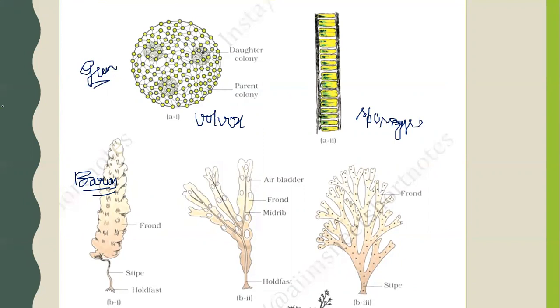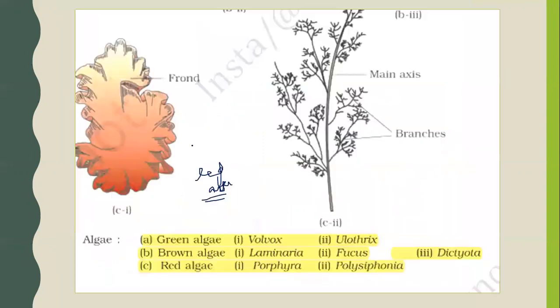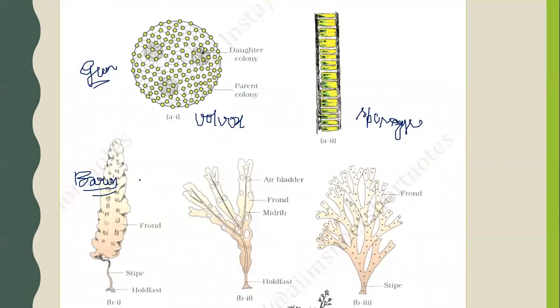Then these are the brown algae. Sorry, they are the brown algae, not red. The three brown algae are Laminaria, Fucus, and Dictyota. These diagrams are also previous year questions.